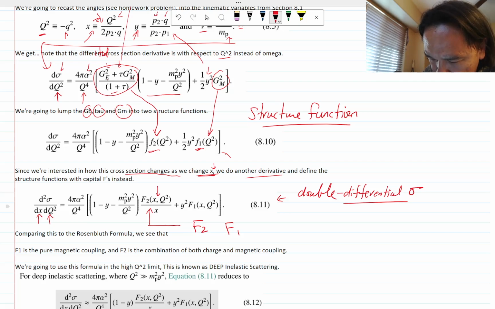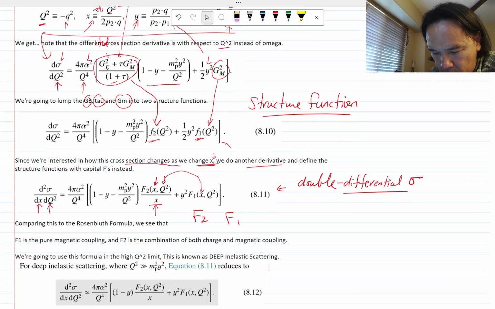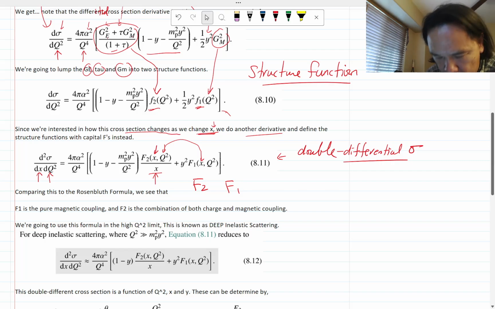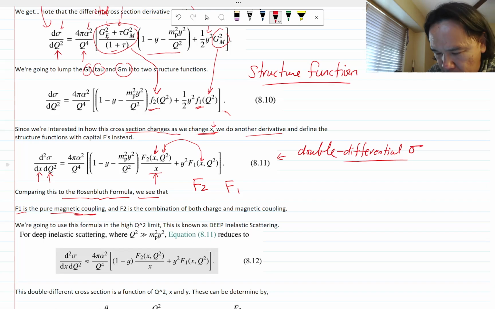The structure function is going to depend not just on q now, but on x, this kinematic variable. F2 is also going to depend on x, and F1 is also going to depend on x. We bring in this little extra factor of x down here just to make the structure functions have the same units. By comparing this to the Rosenbluth formula, F1 is the purely magnetic coupling.